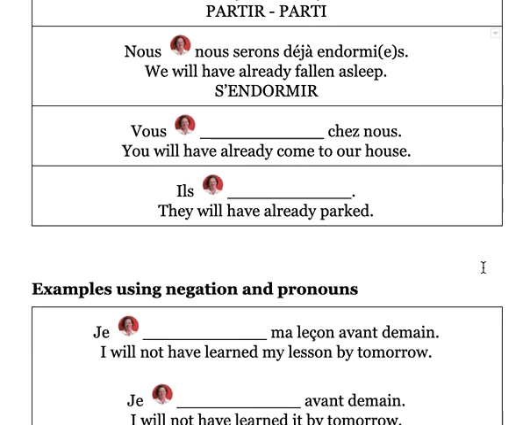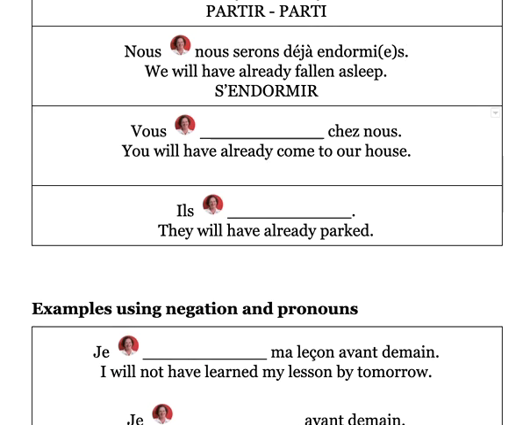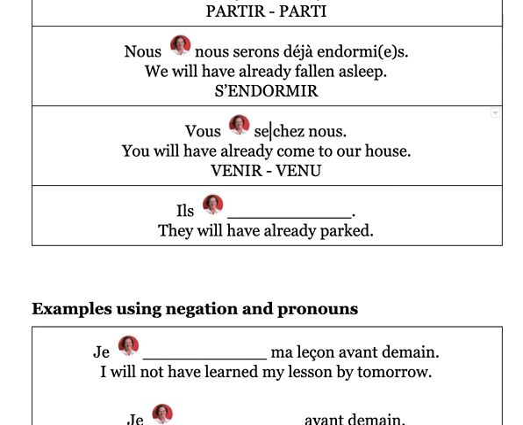Okay, you will have already come to our house. That's going to be the verb. Which verb is that to come? Venir, and your past participle is venu, right? Donc, vous, this is not reflexive, vous serez déjà venu chez nous.